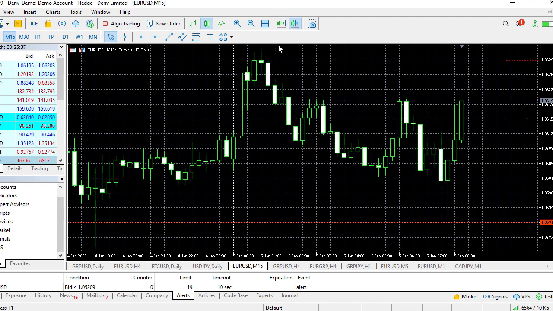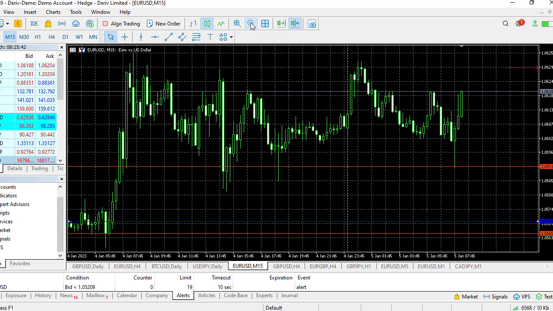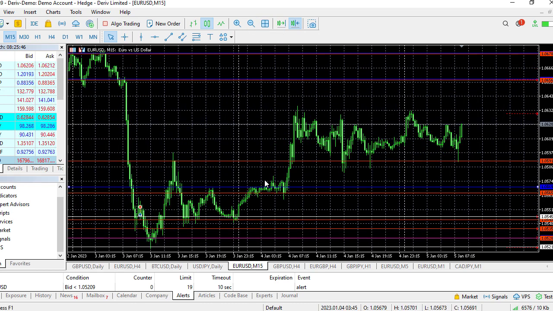Let me zoom out. I'm just giving you an idea of how you just search out for those levels. Okay, so this is a 15 minutes line. You can see when we drew that yesterday, there was a level here of 15 minutes. So the price actually rose up and hit that level.